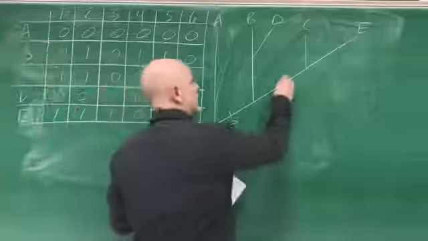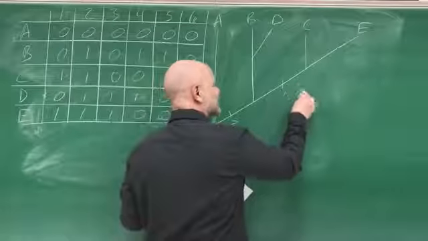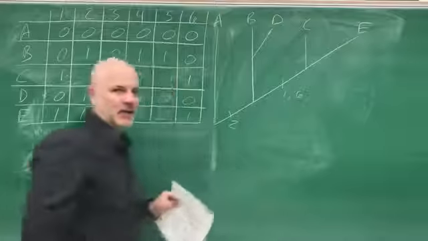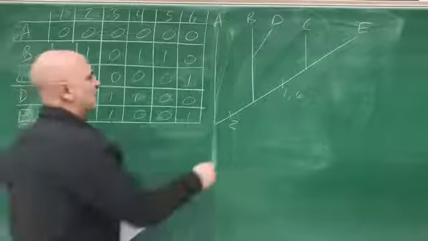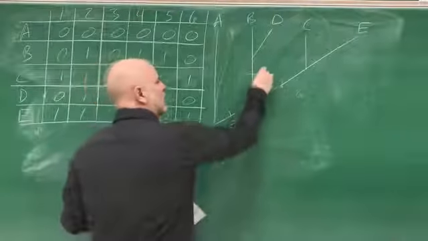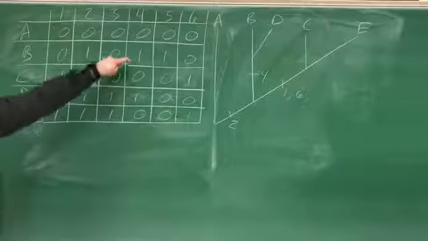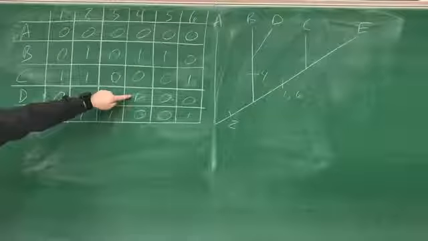So I'm going to put a mark here for 1 and 6, because I'm saying those guys have 1 and 6. And then I'm going to put a mark here and put 4 there, because B and D have 4 in common.